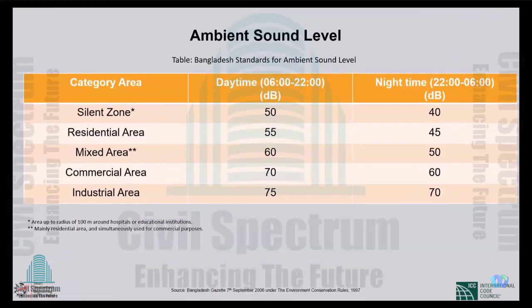Ambient sound level: there are two types of guideline, one during daytime and one during nighttime. In a residential area, you have to maintain 55 decibels during daytime, and at night you have to maintain 45 decibels of sound.